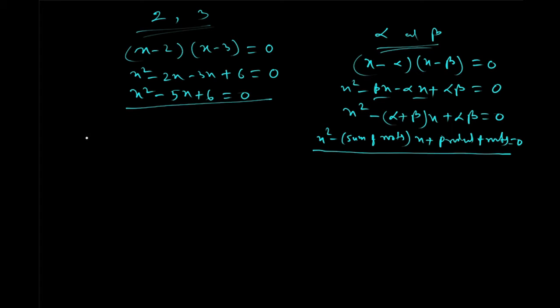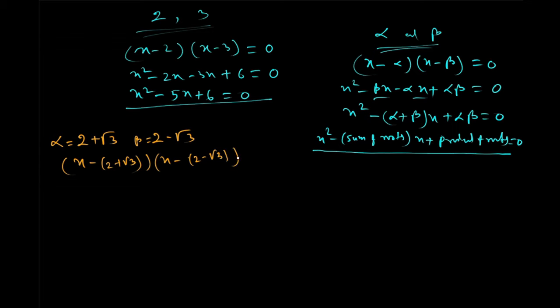Okay, now suppose two roots are given, one is 2 plus root 3 and the other is 2 minus root 3. These are the two roots and we have to form the quadratic equation. Then let alpha be this and beta be this. So we can form the equation this way, that is x minus alpha, that is 2 plus root 3, into x minus beta, beta is this, that is 2 minus root 3, that is equal to 0.